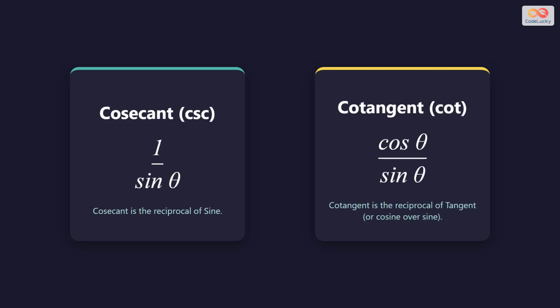Before we move on, let's recall our reciprocal identities. Cosecant is 1 over sine. Cotangent is cosine over sine. Keep these in mind because we will need to spot these patterns in the next few steps.